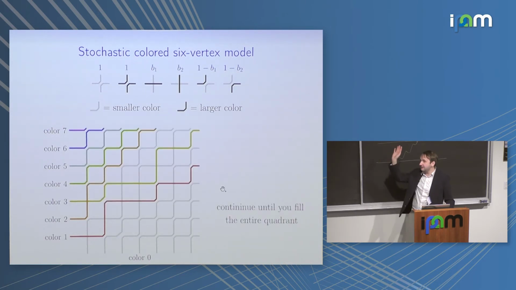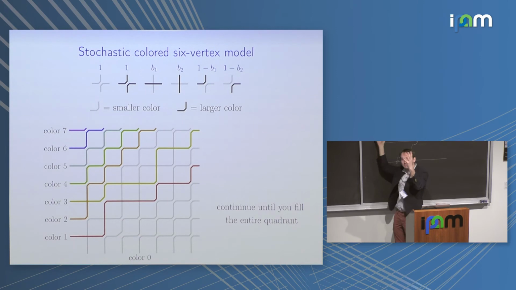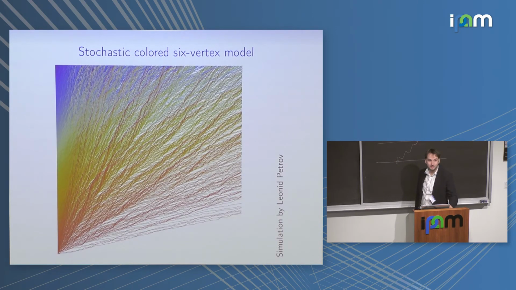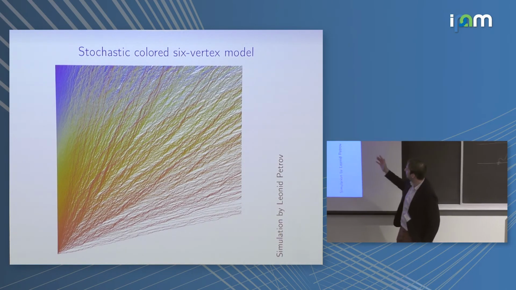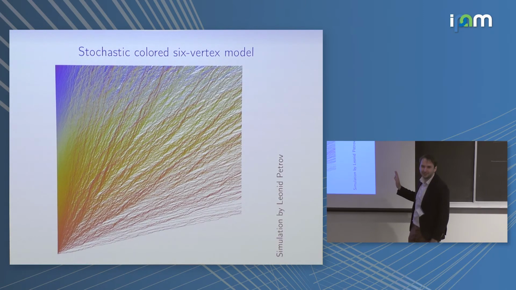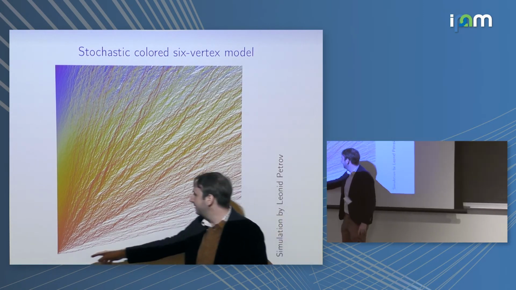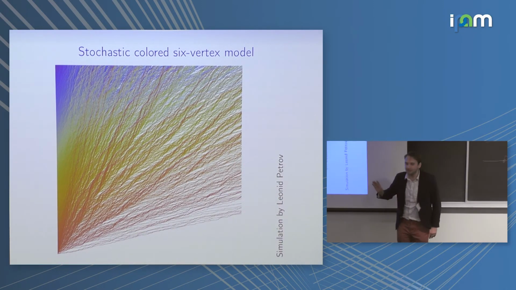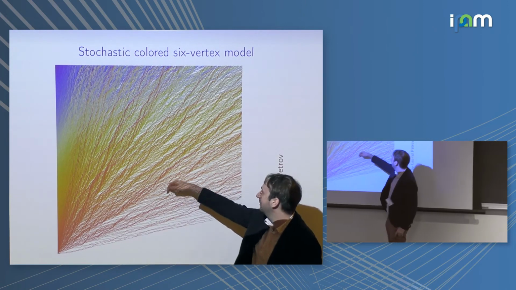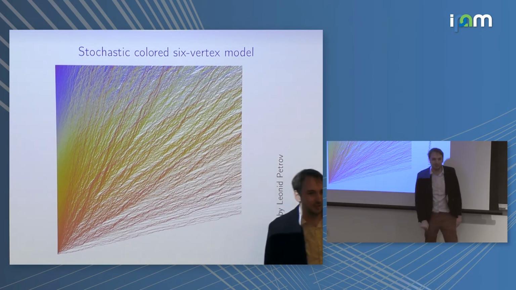So you propagate these dynamics and you sample your configuration in the entire quadrant. Now you get a random configuration in the quadrant. You might look at large simulations, so thanks a lot to Leo for making this simulation. That's a huge picture, and you can see that something interesting is happening here. There are these lines formed by different colors, and I believe it's not fully understood at this point why these lines appear and how to describe the fluctuations on these lines.